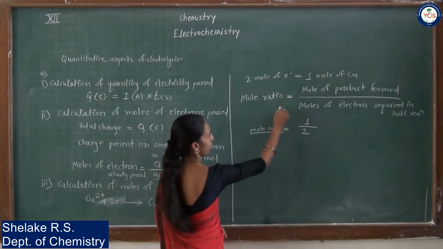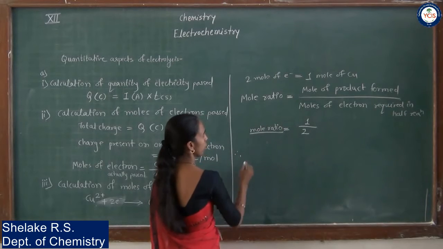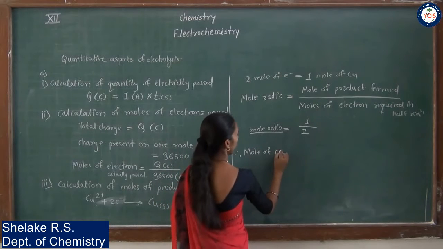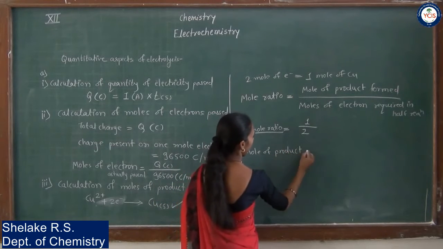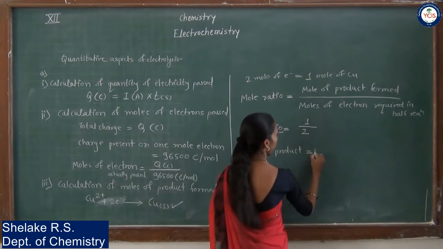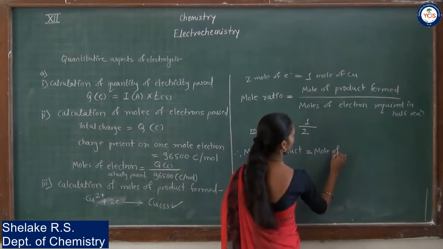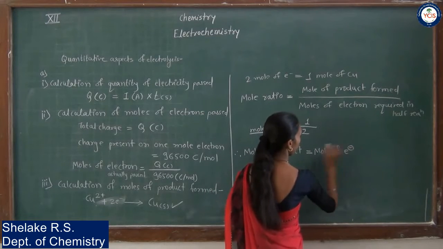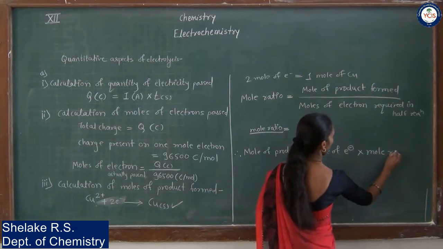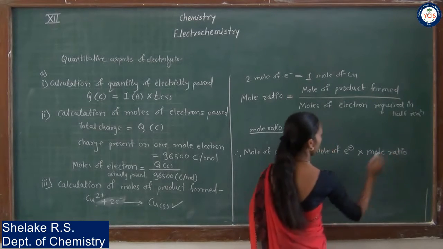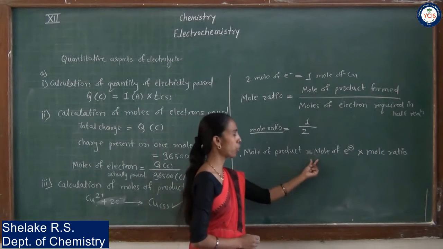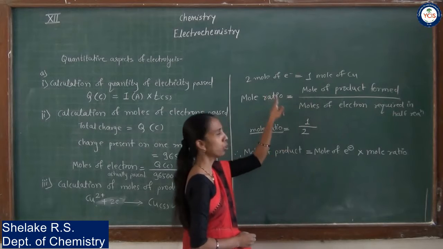So by simplifying this formula, how can we find out the mole of product formed now? Mole of product is nothing but moles of electron into mole ratio. I have written it in short. Mole of product formed is equal to mole of electron into mole ratio.